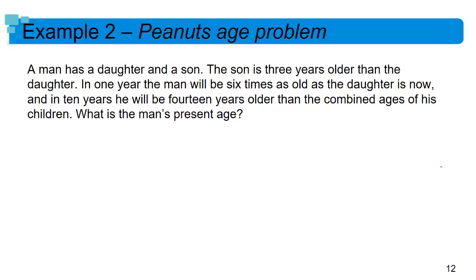A man has a daughter and a son. The son is 3 years older than the daughter. In 1 year, the man will be 6 times as old as the daughter is now. And in 10 years, he'll be 14 years older than the combined ages of his children. What is the man's present age?